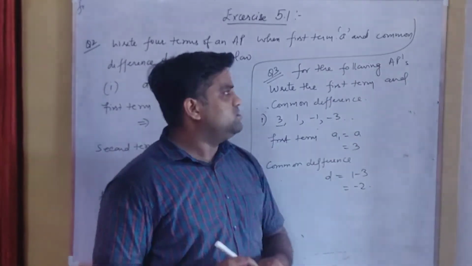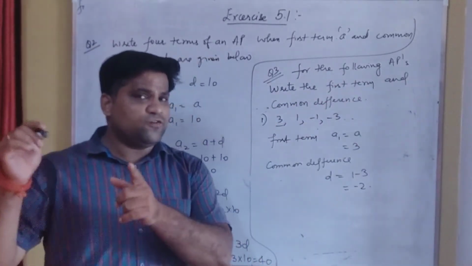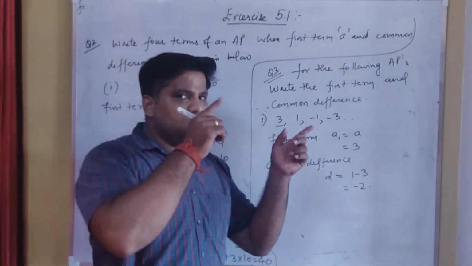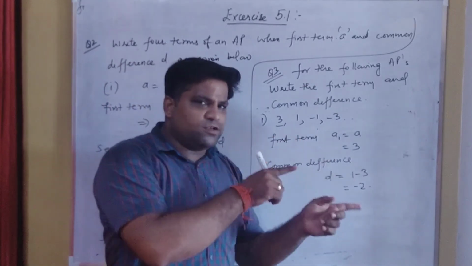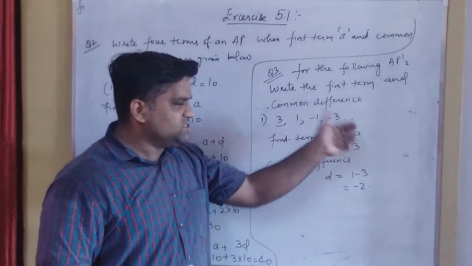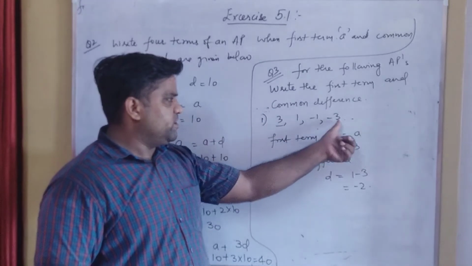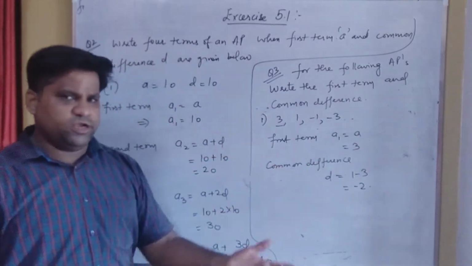For the following APs, write the first term and common difference. In the previous question, the first term and common difference were given. In this question, we have to find the first term and the common difference. So here an AP is given: 3, 1, minus 1, minus 3. It is a sequence, and it is in AP.